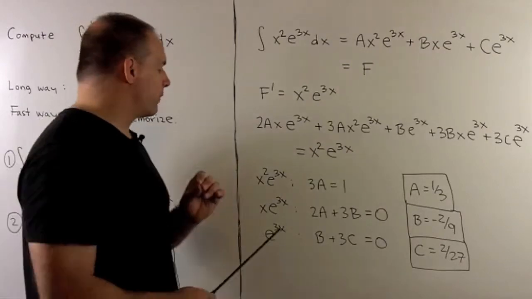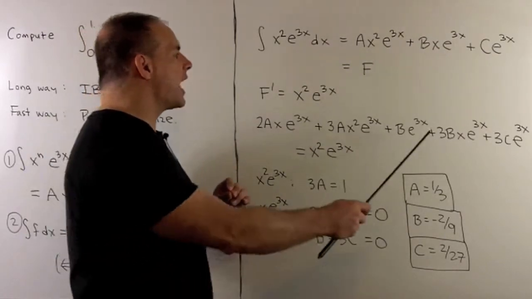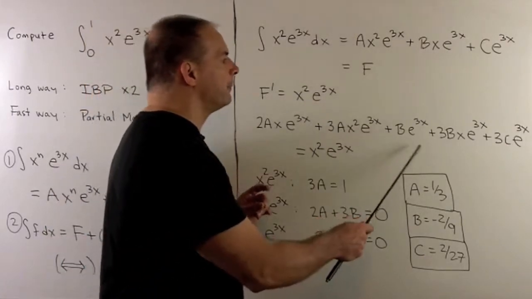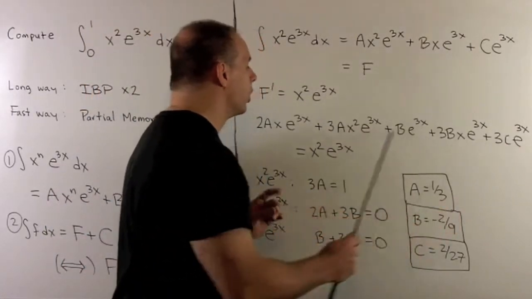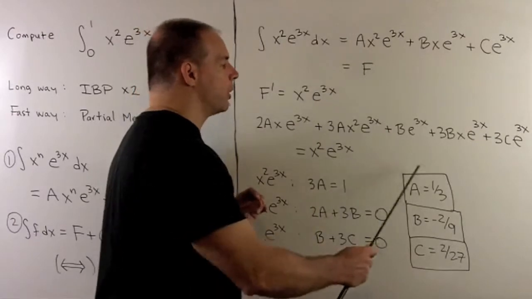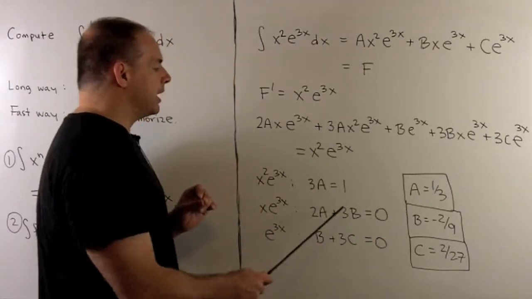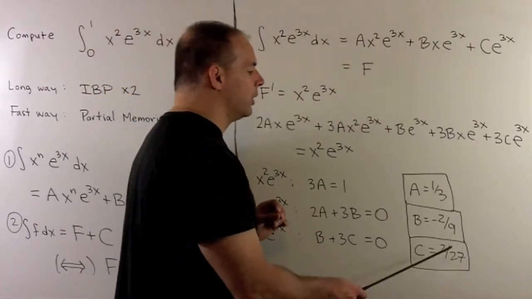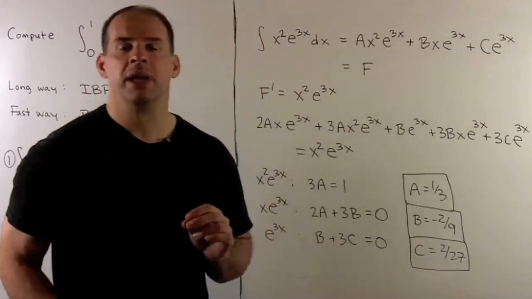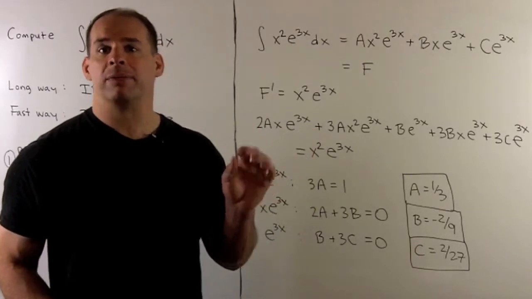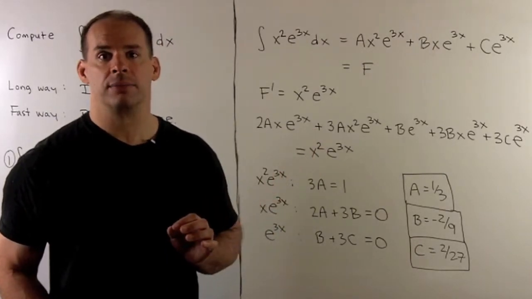Finally, we just look for e to the 3x on both sides. So what are we going to have here? We'll have a b and a 3c. On the other side, there's no term, so we give it a 0. Since we know a and b, that gives us c equal to 2/27. And now we just put those in, and we have our antiderivative, and we can apply the first fundamental theorem of calculus.